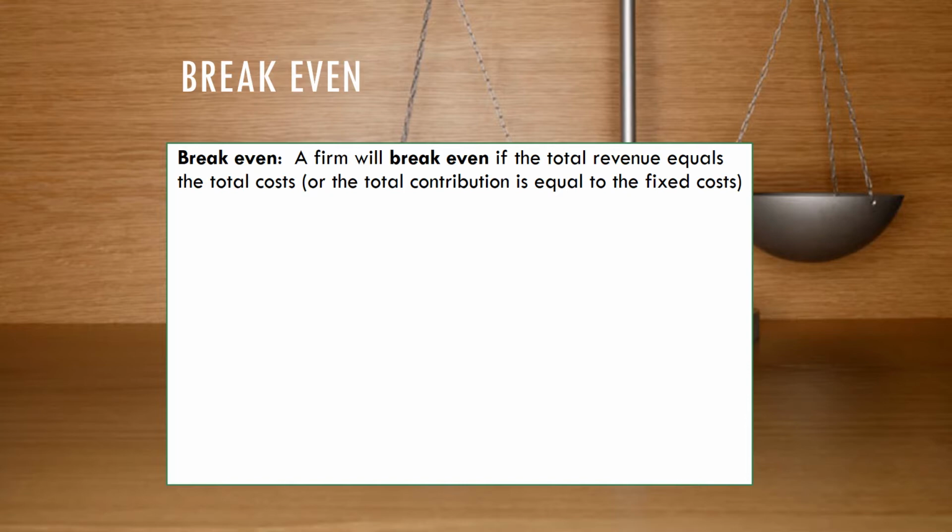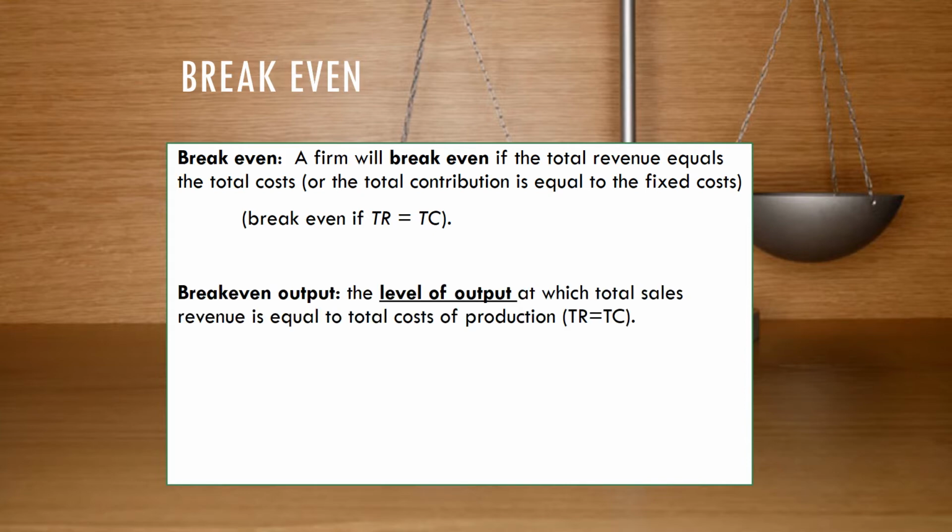It's also the same as saying the total contribution is equal to the fixed costs. So break even is where total revenue equals total costs. And what we're very interested in business is working out the break even output. The level of output, or how many units the business has to sell, at which point revenue is equal to costs. So for my pen business, for example, how many pens do we need to sell so that we reach break even?